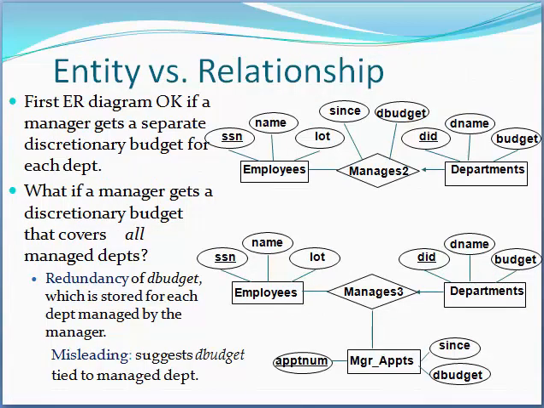And first ER diagram: if a manager gets a separate discretionary budget for each department. Your assignment will be on this, relating to managers. What if a manager gets a discretionary budget that covers all managed departments? There is redundancy of the budget, which is stored for each department managed by the managers. Redundancy means duplication of data. The budget means the department's budget. This is misleading, since it suggests the budget is tied to the managed department.